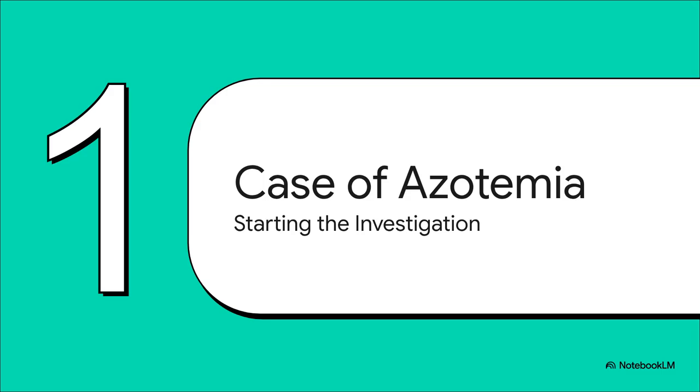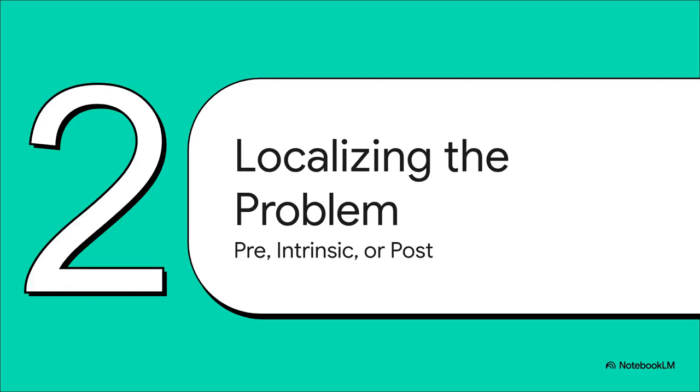Think of azotemia as the first call you get on a case. You know something is wrong, but you have no idea who, what, or where. Our job is to start gathering evidence to crack this thing wide open. So our first big move is to figure out the location of the problem. You can break down almost any cause of acute kidney injury into one of 3 buckets.